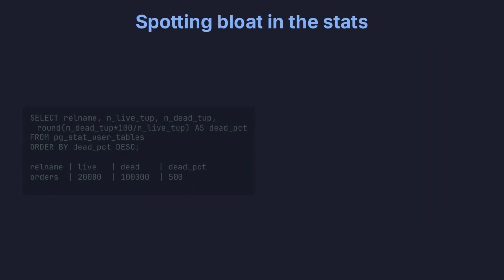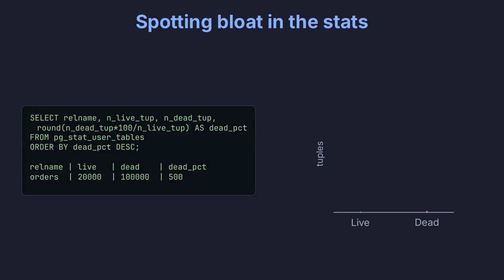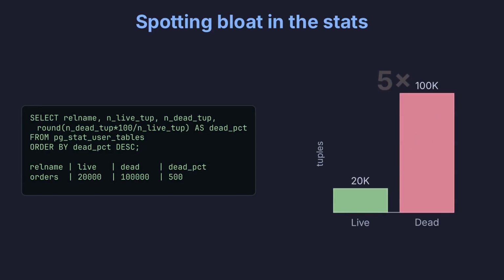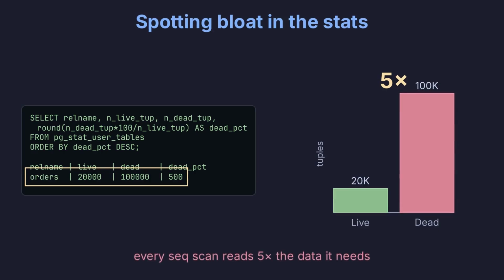You can spot this in the statistics tables. Look at the ratio of dead tuples to live tuples. If the dead count is 5 times the live count, every sequential scan is reading 5 times more data than necessary. Index scans still probe the dead index entries, degrading B-tree traversal.